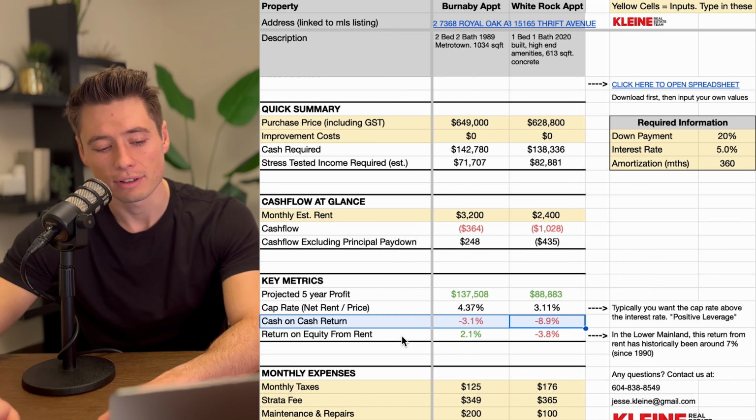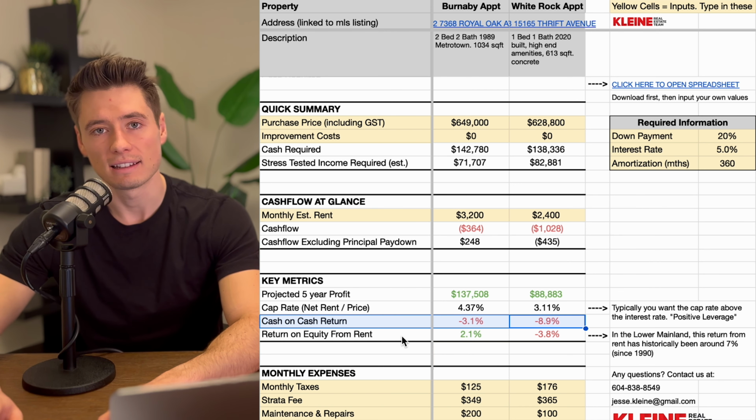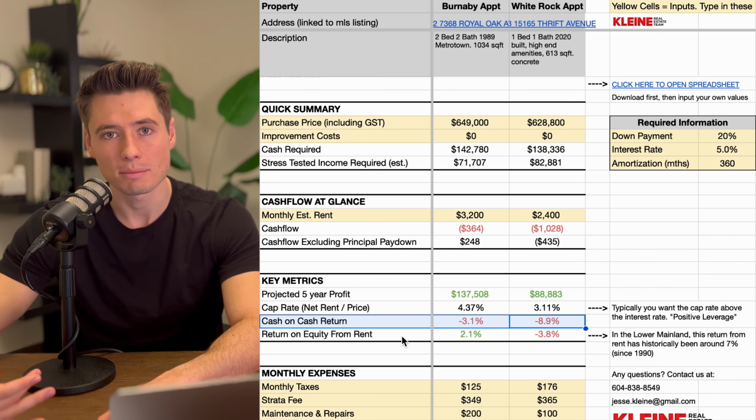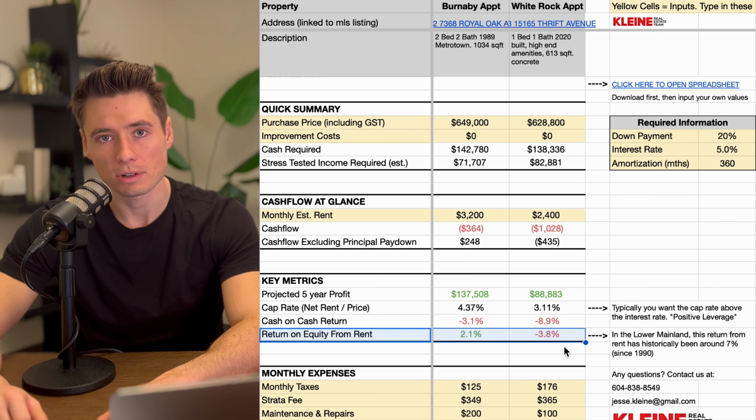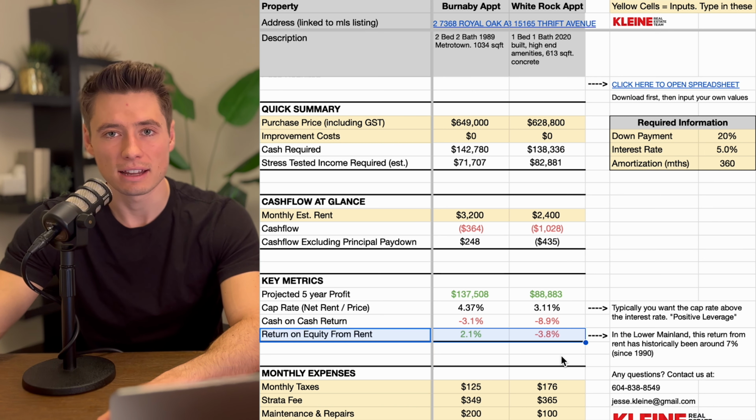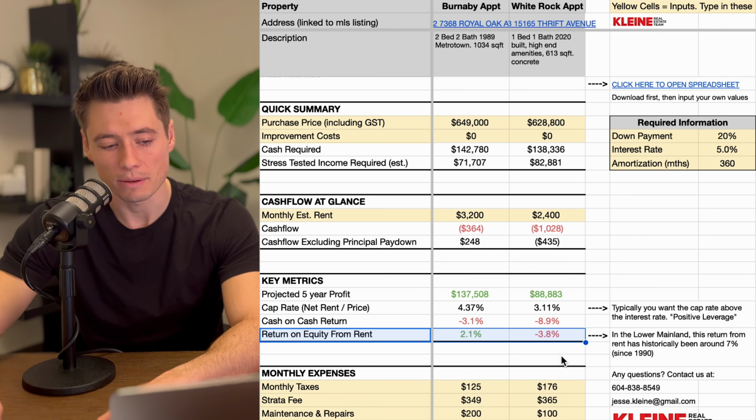your cash on cash return is actually negative. This number is based on the cash that you receive every year divided by the equity, the down payment that you put down. So the cap rate is about the purchase price and the net operating income. The cash on cash is about the equity you put down, and the numerator is the actual cash that you receive after paying your mortgage. So a very different number.